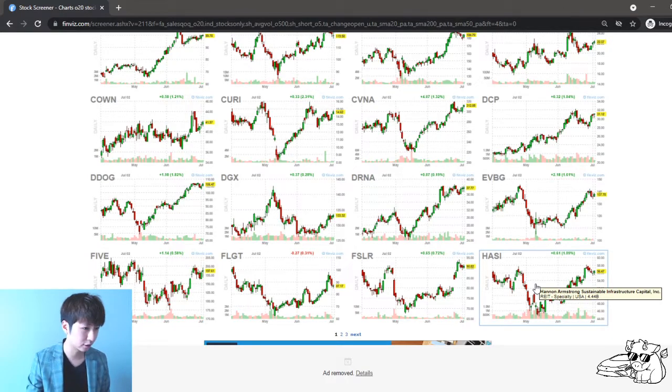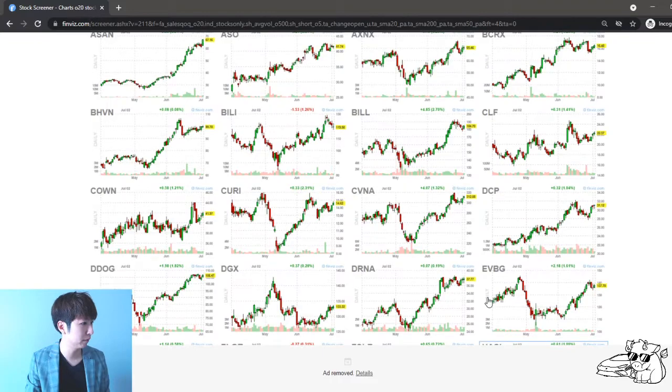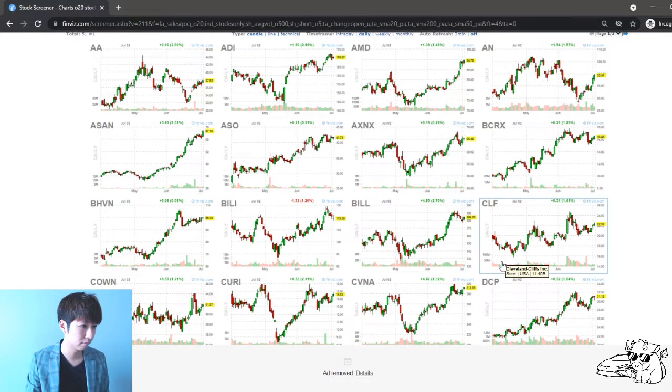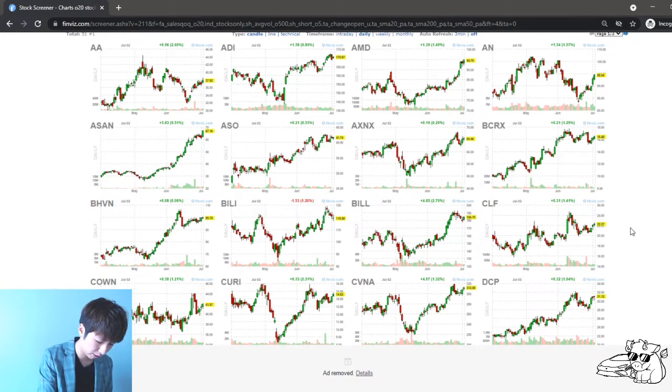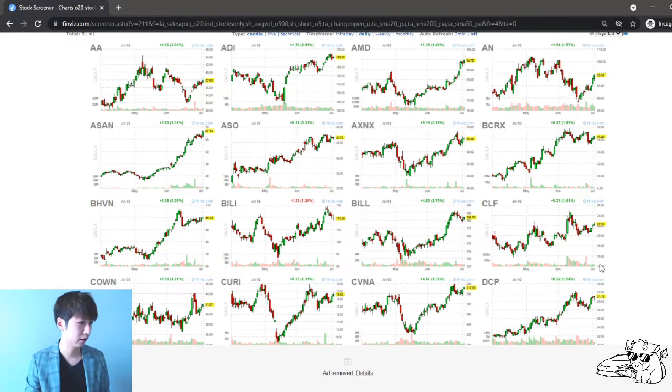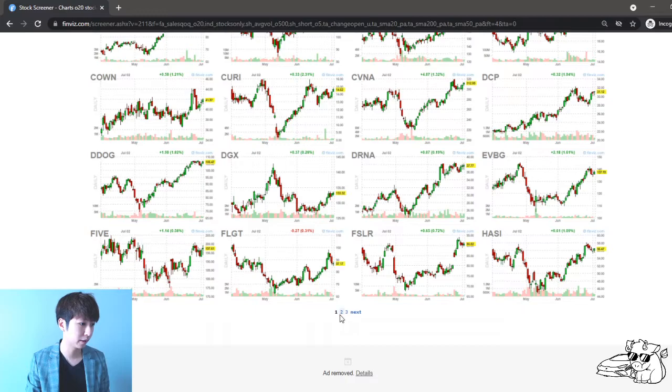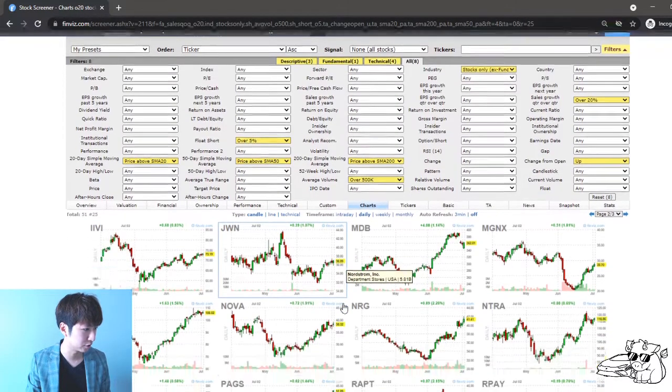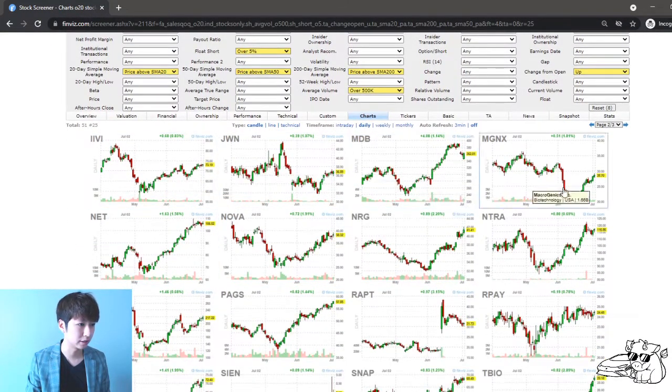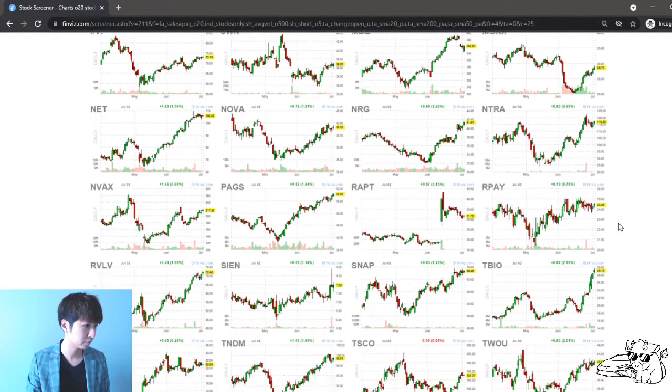Like I said, we're not gonna trade every single one of these. We're gonna pick them and then basically look at it. CLF, also write it down. Now we're done with the first page. We only got 3 pages, probably less than that, I'm pretty sure. And now we look at the second page.